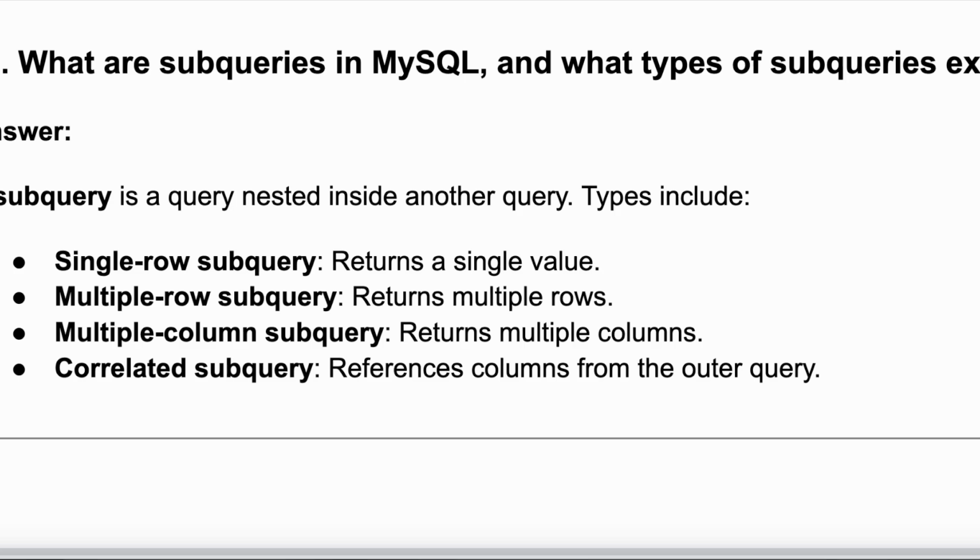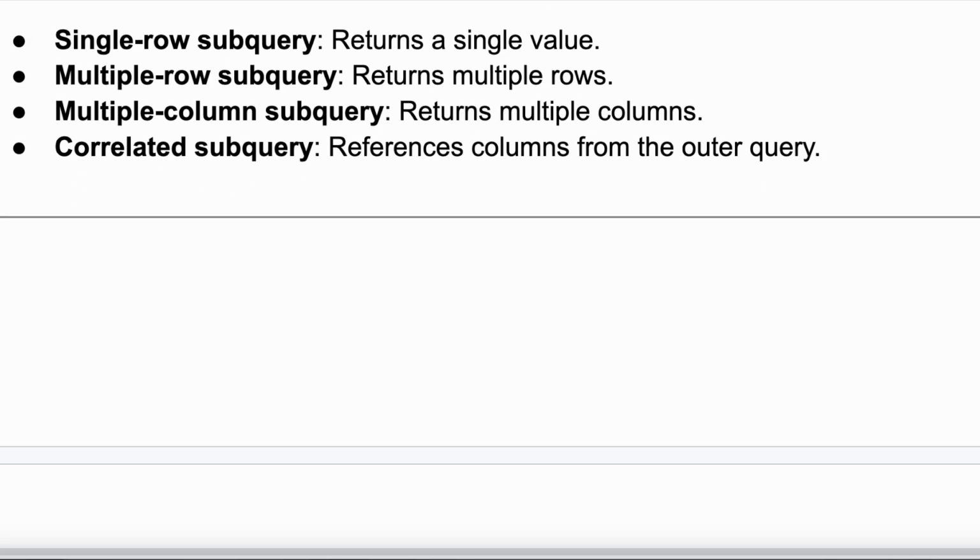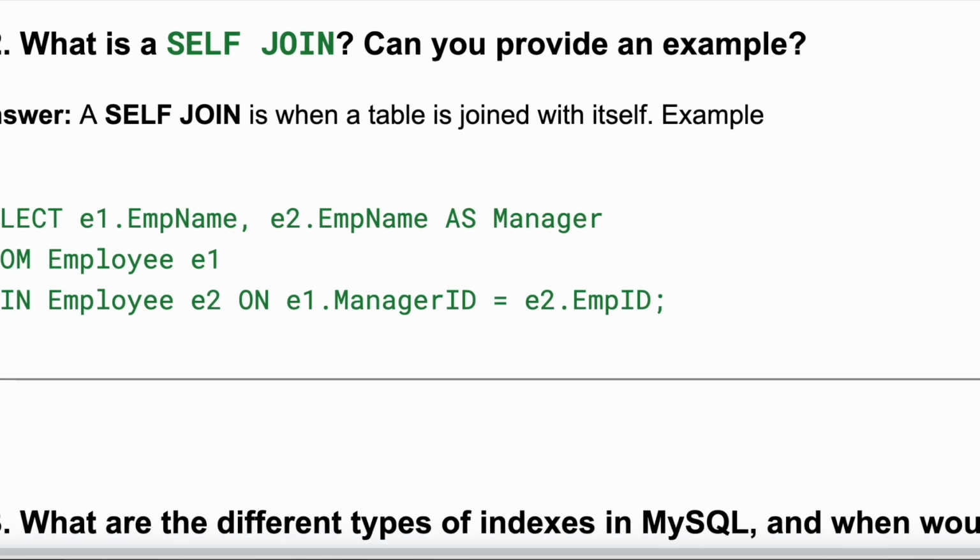Then we have multiple column subquery, which returns multiple columns. And the last is correlated subquery, which references columns from the outer query. So these were the types of subquery which exist in the MySQL database. Let's move on to the next question.